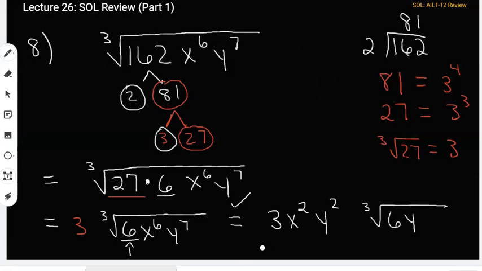And since there are no more cubes to take out of the radical, that means that this is fully simplified, and I'm done. So on the outside, you should have a 3, 2 x's, 2 y's, and then on the inside of the cube root, you should still have a 6 and a y.